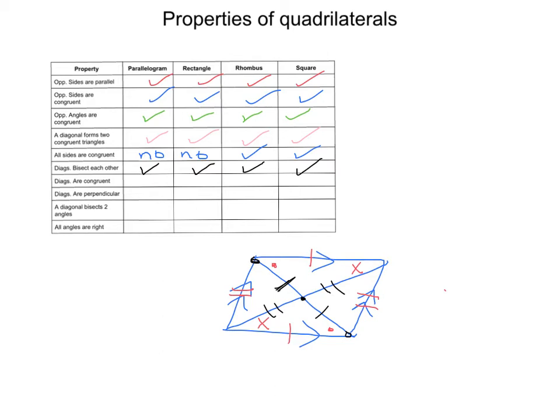Okay. How about diagonals congruent? Well, if I draw just a parallelogram, and I'm going to draw an extreme version, it is pretty clear that those diagonals are not congruent, right? Not congruent. But let's look at a rectangle then. So a parallelogram was no, so here's a rectangle.